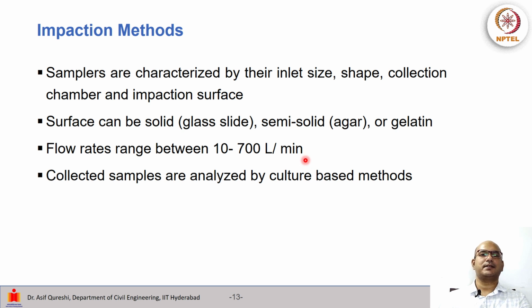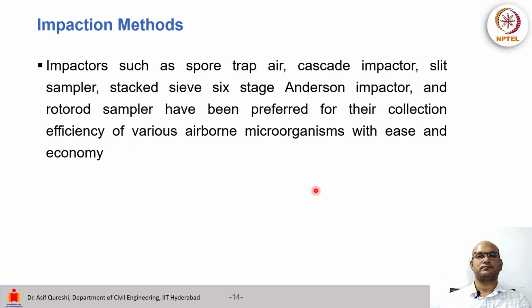Once the sample is collected, they are analyzed by culture based methods. We will look at these culture based methods in subsequent lectures. So these samplers basically will have different sizes, shapes, collection chamber and impaction surface. Accordingly, they may be good for one type of bioaerosol, and depending on the flow rate we will optimize our collection efficiency, and whatever is collected will then be analyzed by one of the several methods available depending on what is the goal.